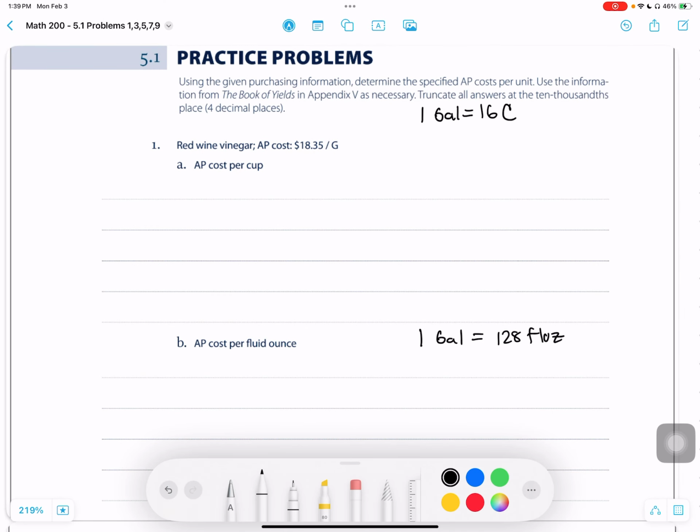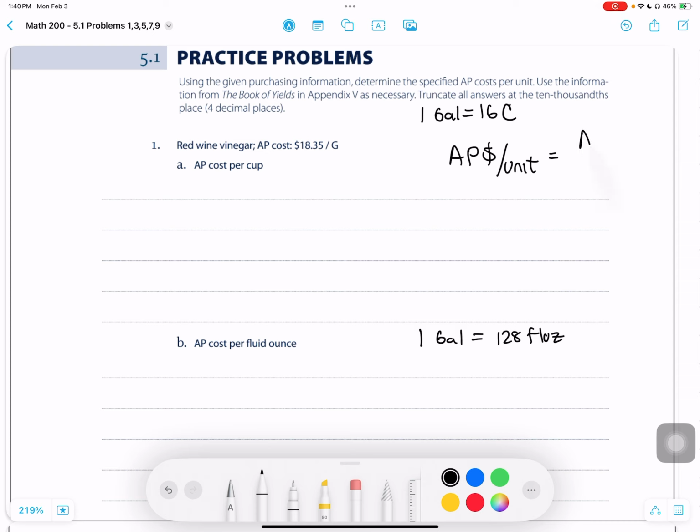Hello students, in this video I'm going to show you how to solve problems from chapter 5.1, which is when we start talking about money and costs when it has to do with the ingredients in our recipes. We're going to be calculating something called cost per unit. I'm going to write it down as a formula, AP cost per unit. To find the AP cost per unit is very simple.